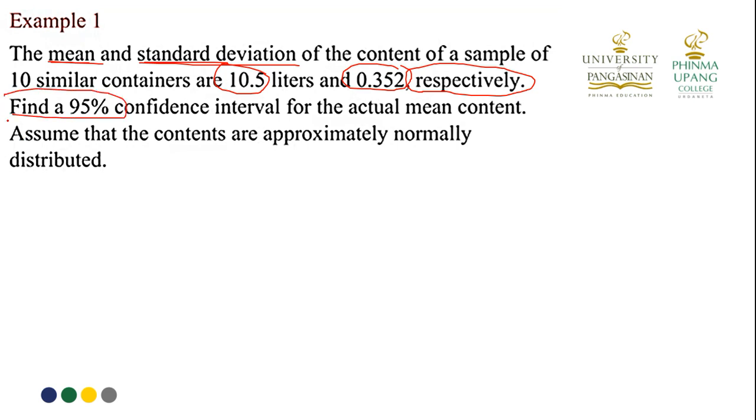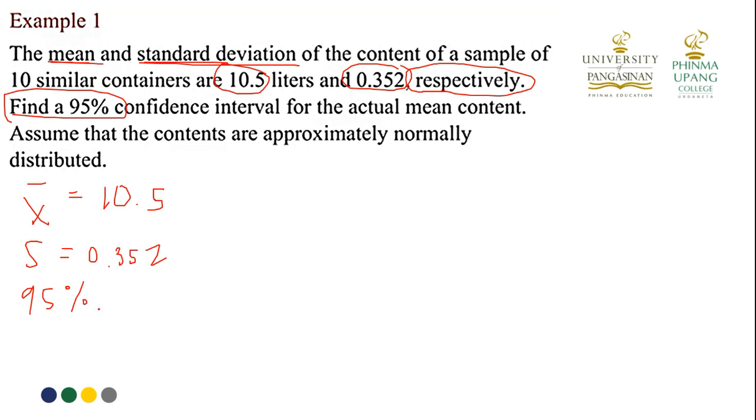So we're going to find now the 95% confidence interval for the actual mean content. Assume that the contents are approximately normally distributed. X bar, as I said earlier, is 10.5. SD is 0.352. And of course, the CL is 95%. The standard deviation is unknown, so we're going to use the T table.